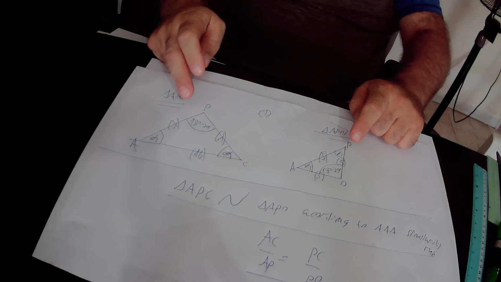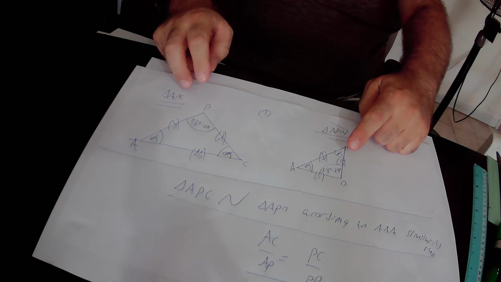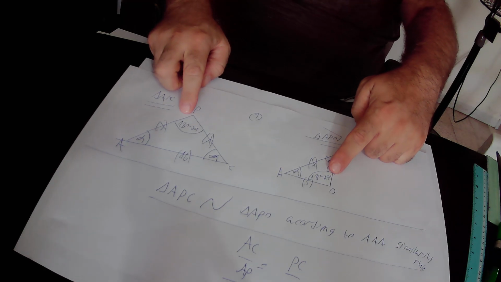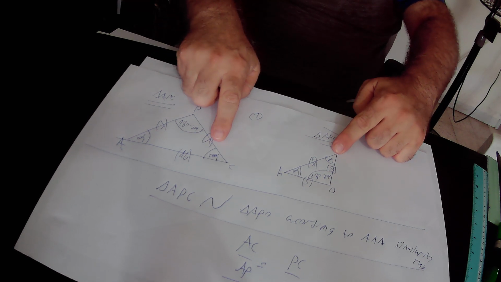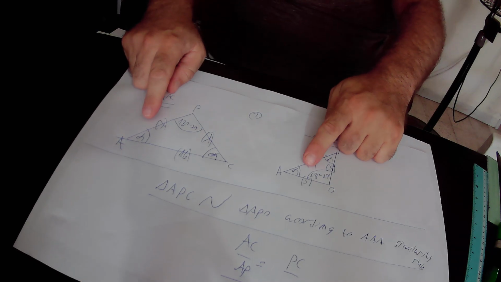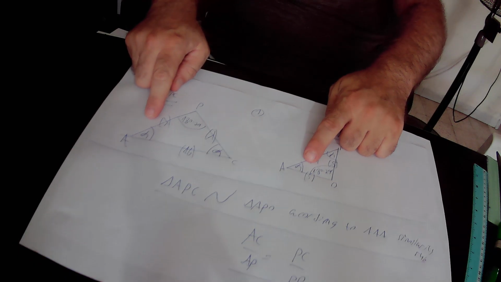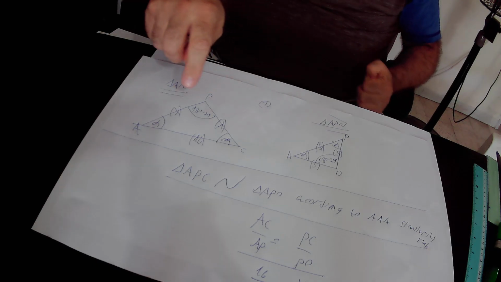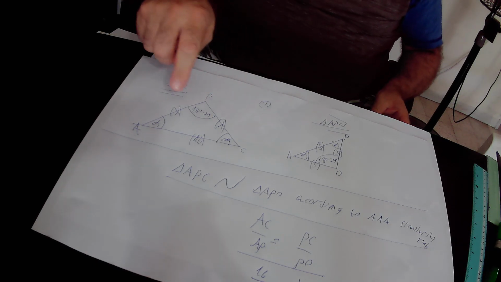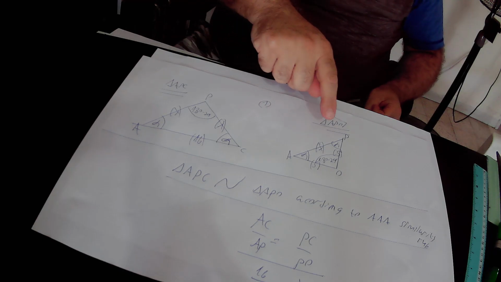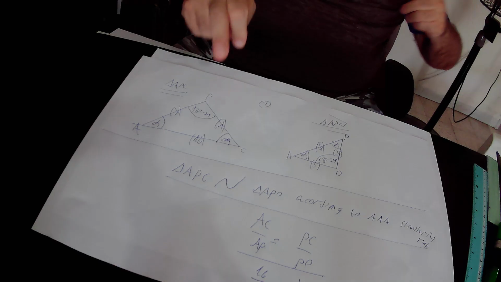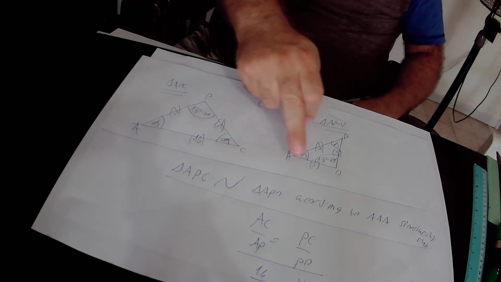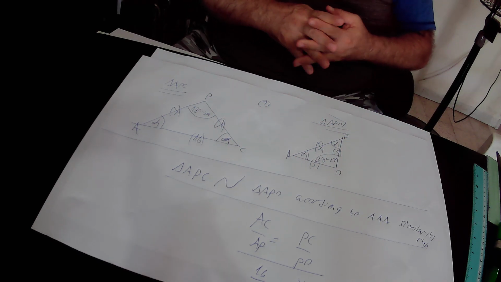Why are those two isosceles triangles similar to each other? First of all, those two angles are both equal to 180 degrees minus alpha, therefore they are equal to each other. In addition, those two angles are both equal to alpha, and finally, those two angles are also equal to alpha. So all the angles of the big triangle APC are correspondingly equal to all the angles of the small triangle APO. Therefore, those two isosceles triangles are similar, according to the angle similarity rule.